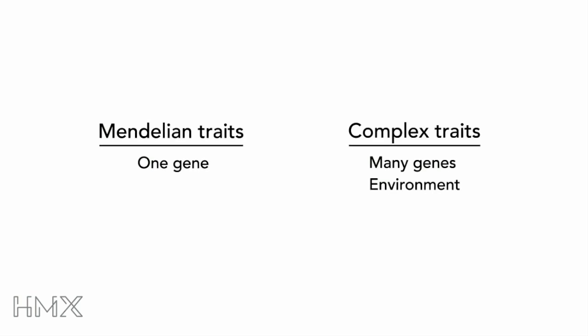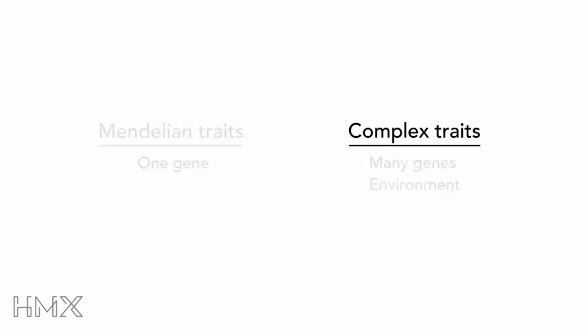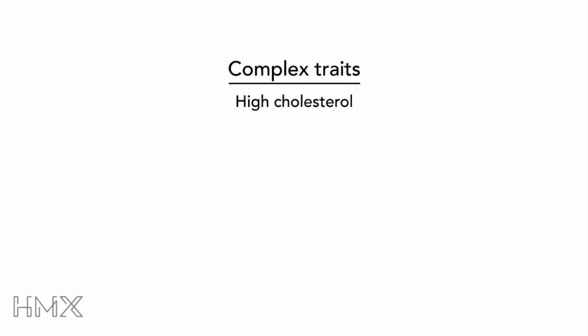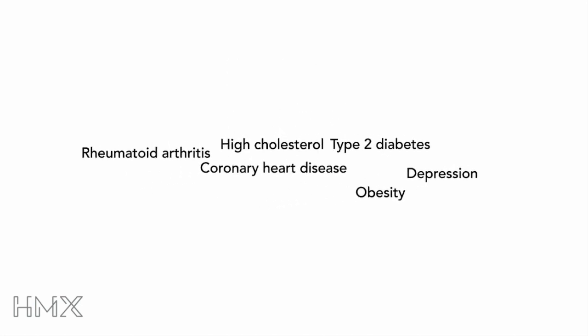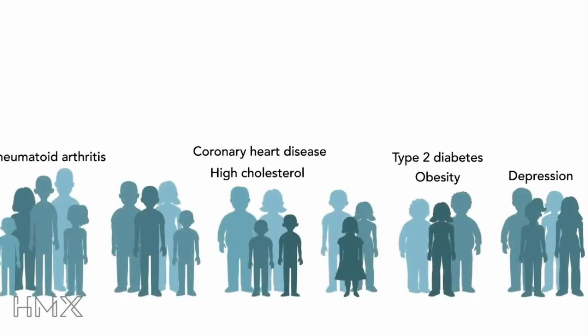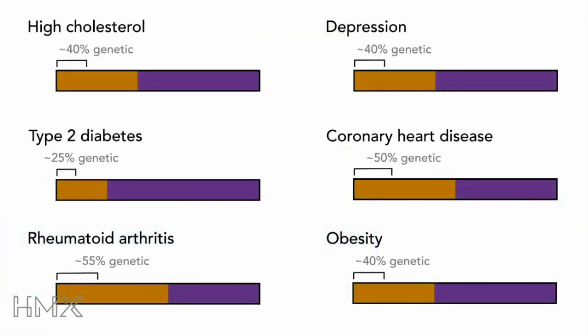Mendelian conditions are rare and often quite severe, but complex traits like high cholesterol, type 2 diabetes, rheumatoid arthritis, depression, coronary heart disease, and obesity are more common in the population. Many families seem to have a high incidence of one of these traits, indicating that they have one or more risk variants for that condition. Each complex trait has a different amount of heritability, which tells us how much of the variation observed in that trait can be accounted for by genetics.